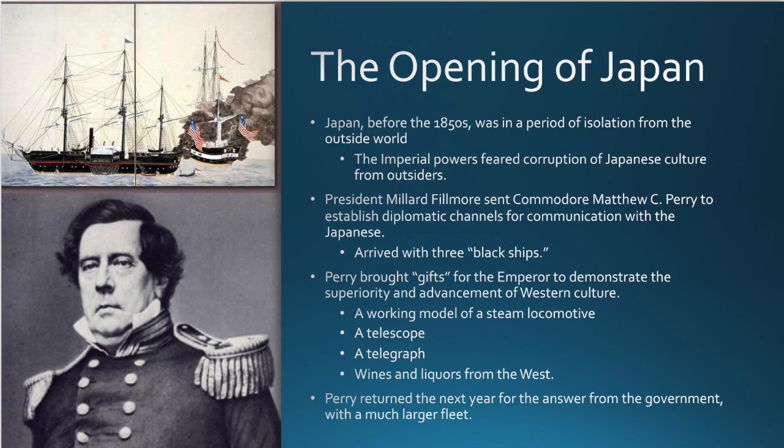Concerning the opening of Japan, before the 1850s, Japan was in a period of isolation from the outside world. The reason they had done this was similar to the reason the Chinese had done that many, many years before: the imperial power feared the corruption of Japanese culture from outsiders. What happened with the Chinese was they actually sent several voyages out to see the rest of the world, looking at areas like the Middle East, Persia. There's a theory that they landed in the Americas and met some of the Native Americans living on the West Coast and in South America. And essentially the Chinese decided, oh, we're much more advanced than these people. What do we need them for?